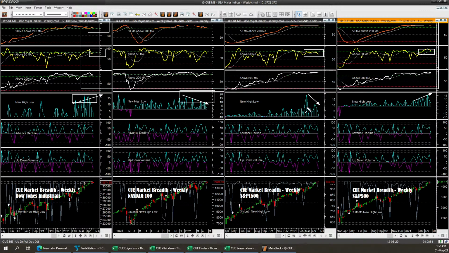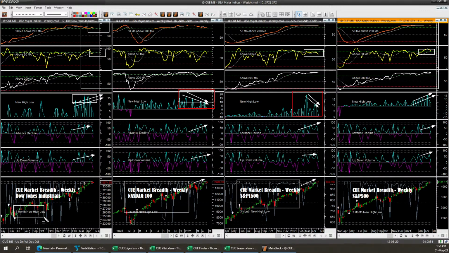S&P 1500 is also showing bearish divergence because the percentage of stocks making new highs is coming down for Nasdaq and S&P 1500. This is S&P 1500, this is Nasdaq. Whereas the indices themselves went up. So we have bearish divergences here. Nasdaq 100 new high low percentage and stocks making new high percentage show it in Nasdaq 100 and S&P 1500, whereas S&P 500 and Dow Jones are not showing any bearish divergence. Advance decline is going up, up down volume is also going up for all of them.